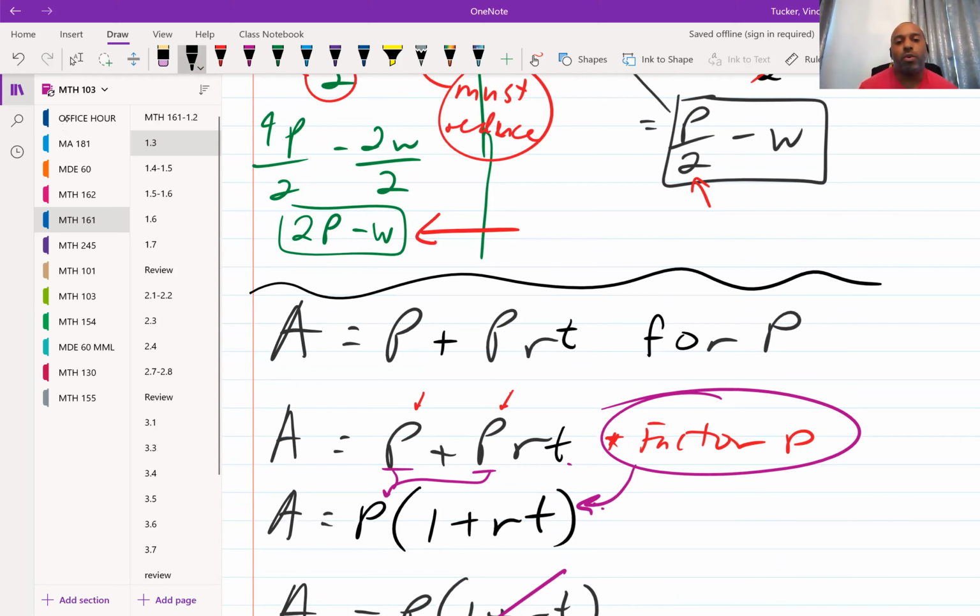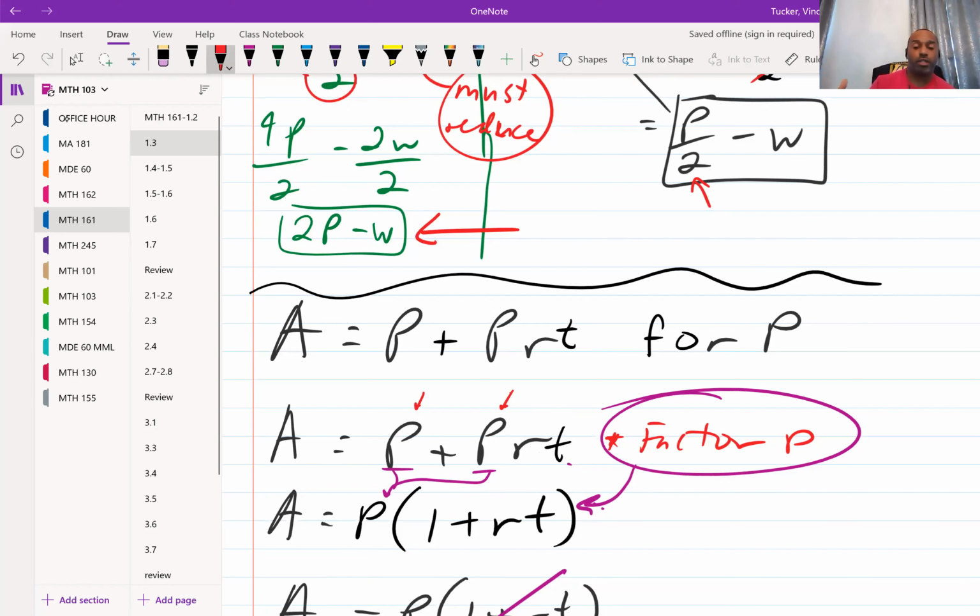All right, so notice we have P in 2 different terms, but we want to solve for a single P. Whenever you have that type of scenario, what you want to do is factor out that variable that you're looking to solve for. So that's what we did here. We pulled P to the outside, and that left us with 1 plus RT in the parentheses.